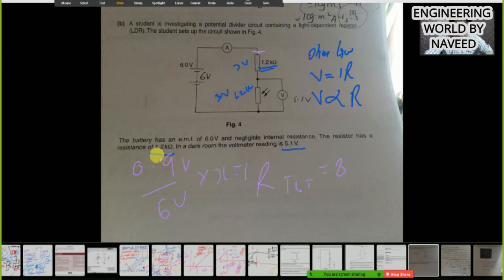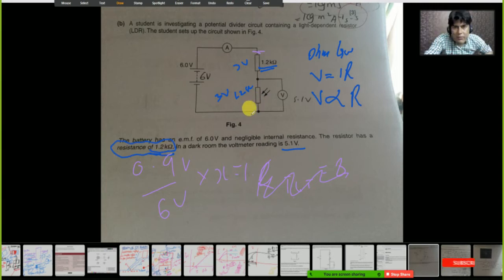Okay, I got it. They are talking about this resistor. I thought they were talking about this resistor, and that in the dark the resistor is this one. But they are talking about this resistor. So this resistor is unknown. In the dark, this resistor will have a high value, so the voltage across this resistor will be high, because if resistance is high, then the voltage drop across this resistor will be high.